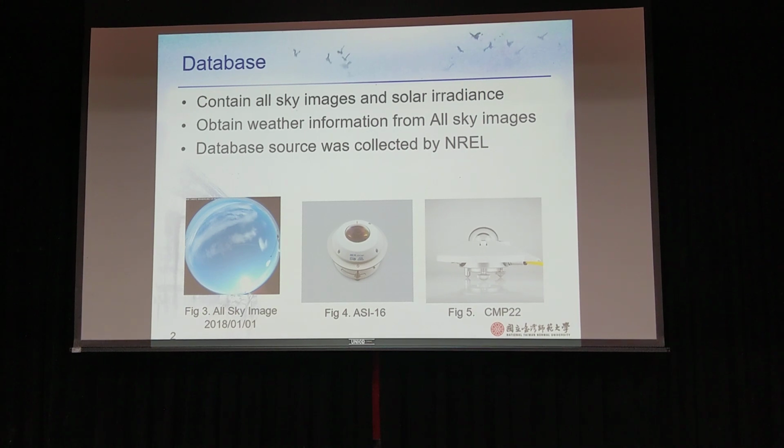In this article, the all-sky image used is from the National Renewable Energy Laboratory in Colorado, USA. The all-sky image and solar irradiance data were collected by the all-sky imager TSI-16 and CMP-22.